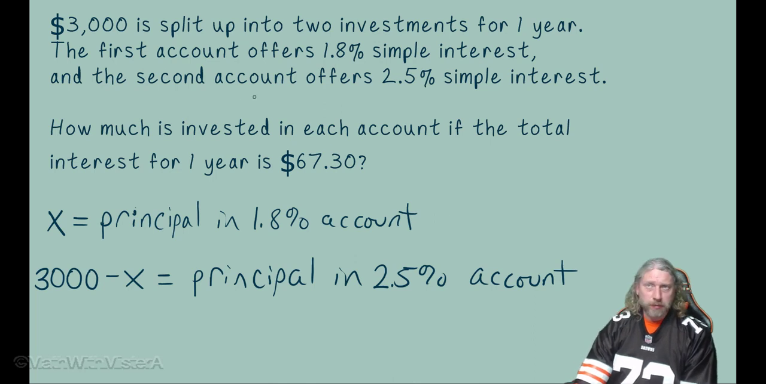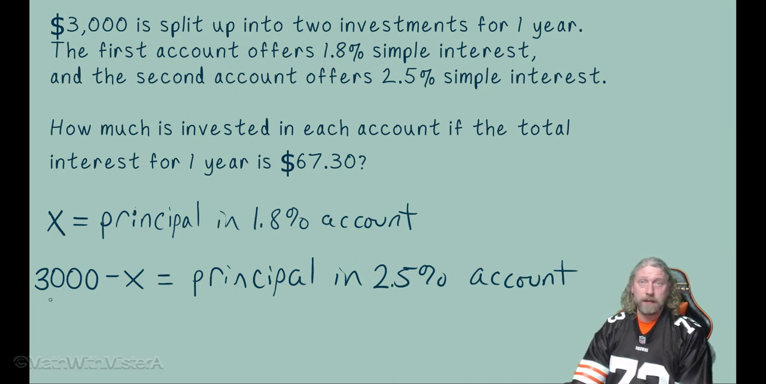Next, let's look back at this problem to try to figure out our path forward. We've got the principal represented by these variable expressions, X and 3,000 minus X. We now also need to incorporate that this first account calculates interest using 1.8% rate.